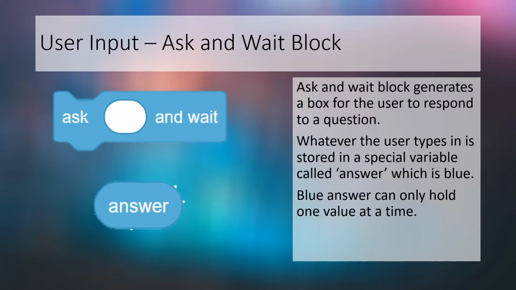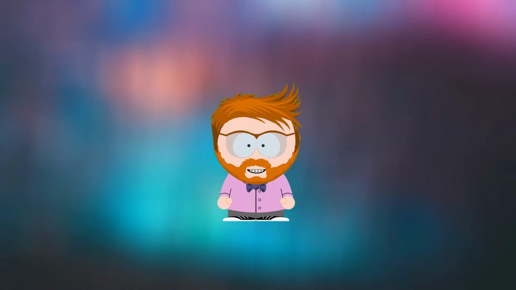After they've hit enter or pressed the tick button on the text box, whatever they've typed will be stored in a special variable called answer, which is blue. And in our lessons, I'll probably be calling this blue answer. Blue answer can only hold one value at a time. So if you were to ask another question in your code, whatever was in blue answer before would be erased. We're now going to look at this in the Scratch programming language.